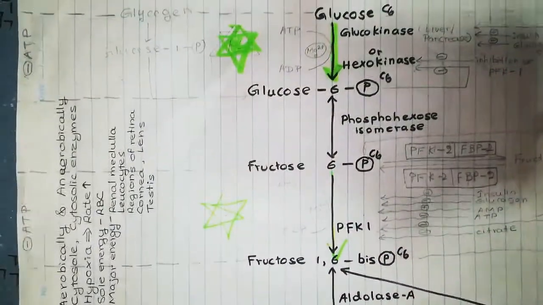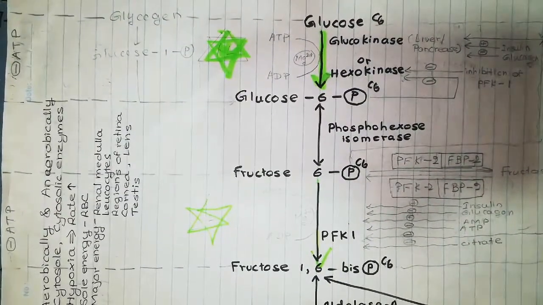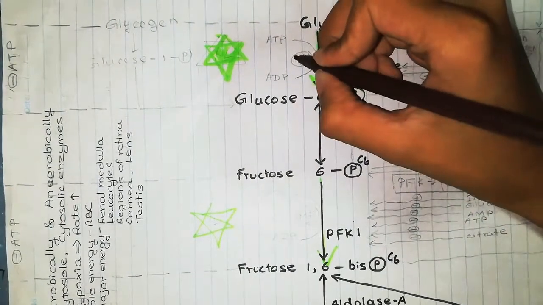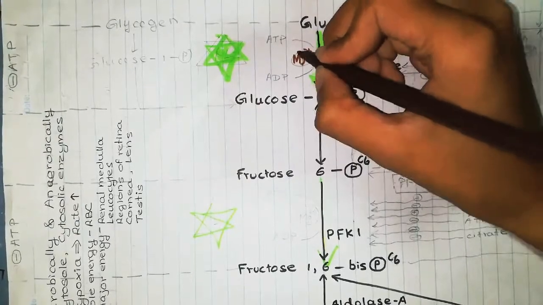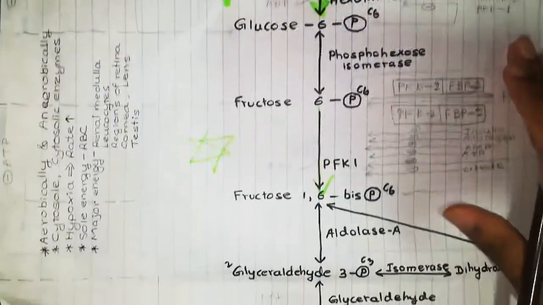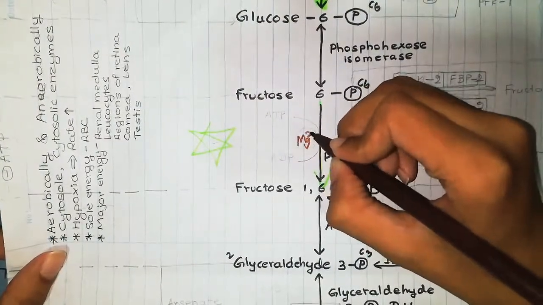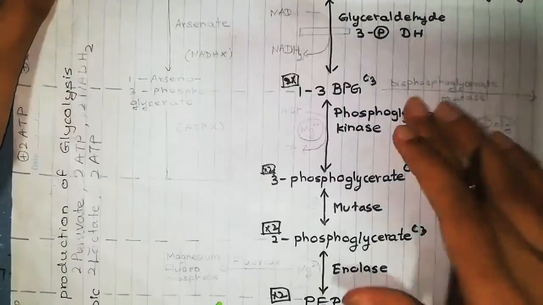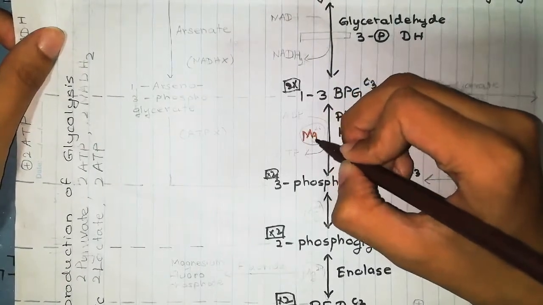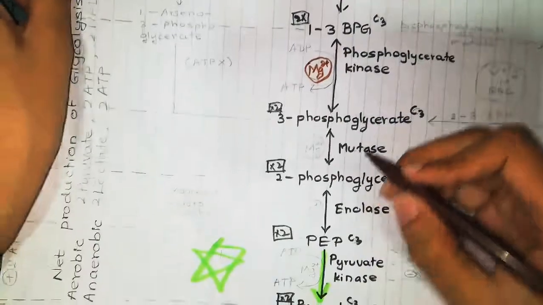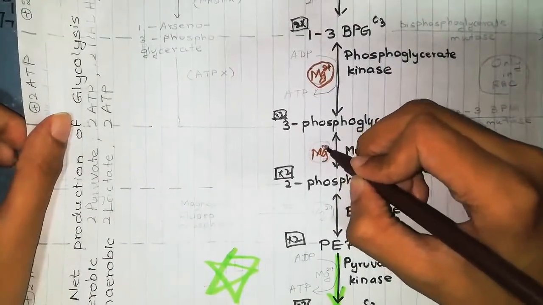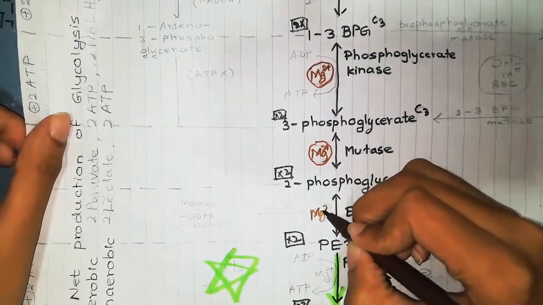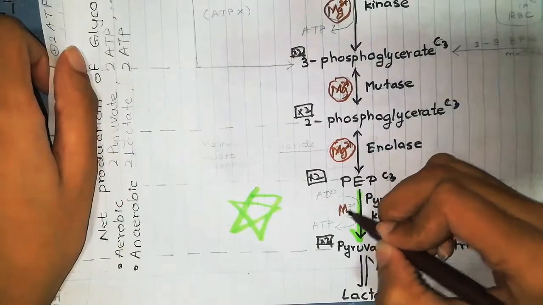Do you know that for the action of the kinases, mutases, and enolases, they require magnesium ions, so we can put magnesium ions for kinases. It is important because sometimes they give MCQs on what requires magnesium ions for their action. So mutases also need magnesium ions. And finally the kinase, pyruvate kinase, also needs magnesium ion.